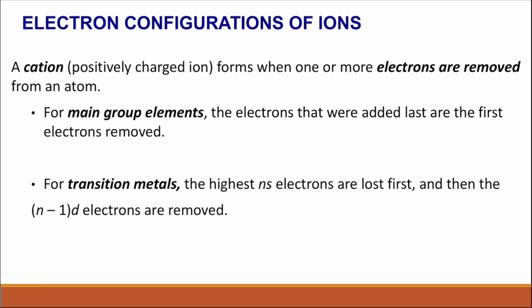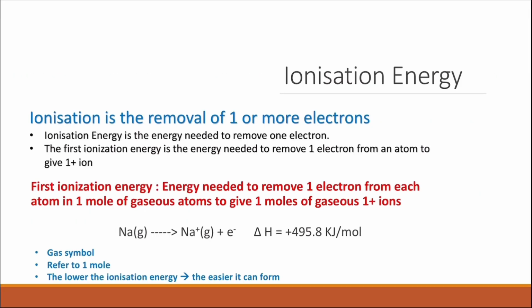Meaning that for transition metals, for example, if we talk about copper as we've seen it, the copper ion will lose the electron from the 4s before it starts losing the electron from the 3d. So this is the only exception for the transition metals, because the 4s will lose the electrons first, even though it has lower energy.